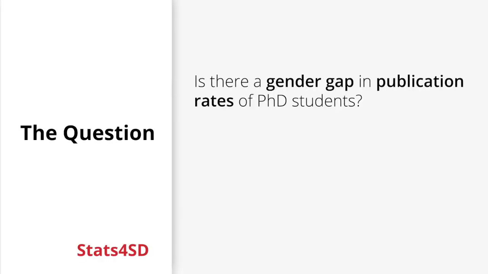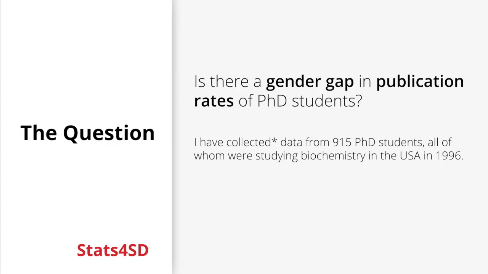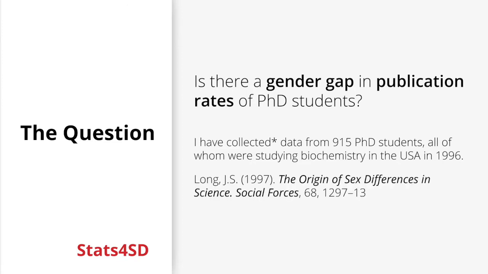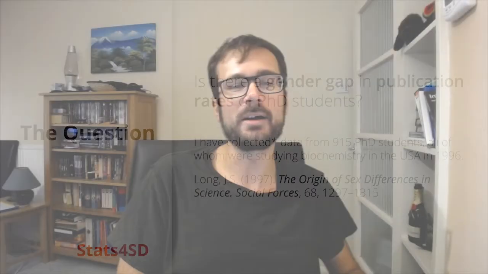So if I just go back to my question for a second, I have been busy collecting data from 915 biochemistry PhD students from America in 1996. You can probably guess this is not my data. This is some publicly available data. You can read the article where it was published back in 1997 if you're interested in diving into this question in more detail. But for now, I'm just going to start using this as an example to show you what a kind of workflow looks like when we're using R.